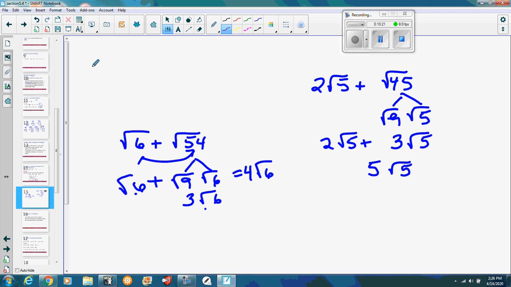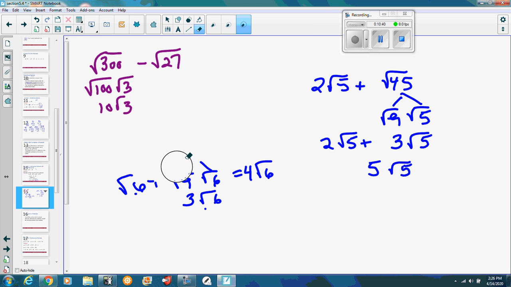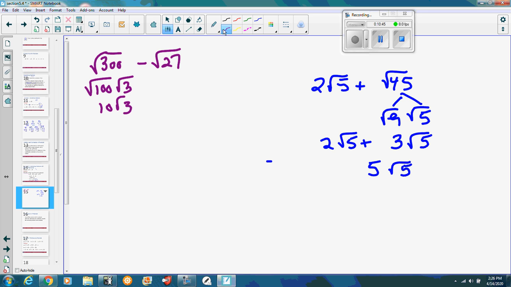Okay, so let's say I did radical 300 minus radical 27. So now I have to change both of them. Okay, so this one I know is radical 100 radical 3, which is 10 rad 3. And then this one I would make radical 9 radical 3. So this would become 3 rad 3. So now I'm just going to subtract and I would get 7 rad 3.